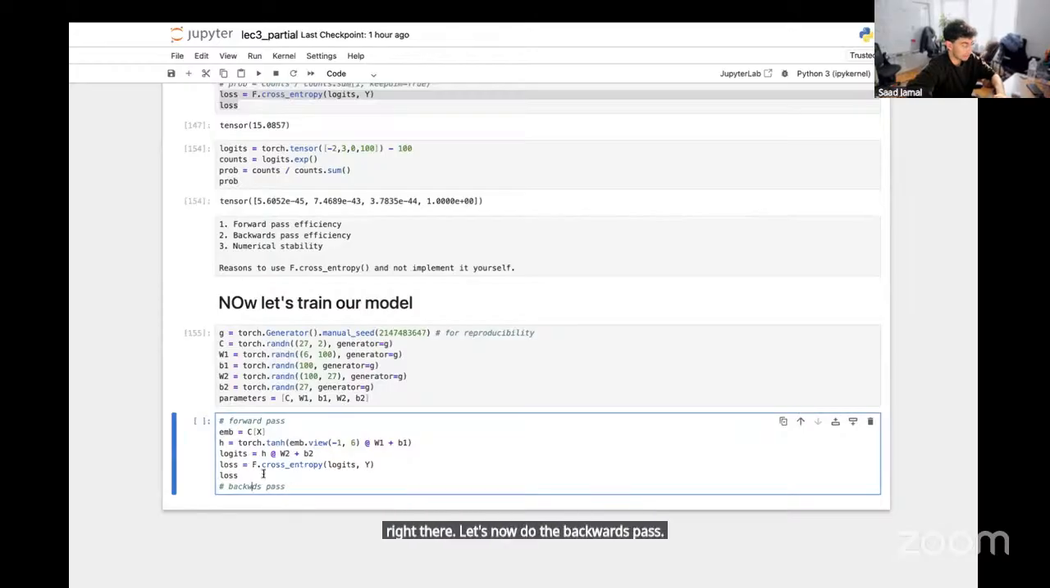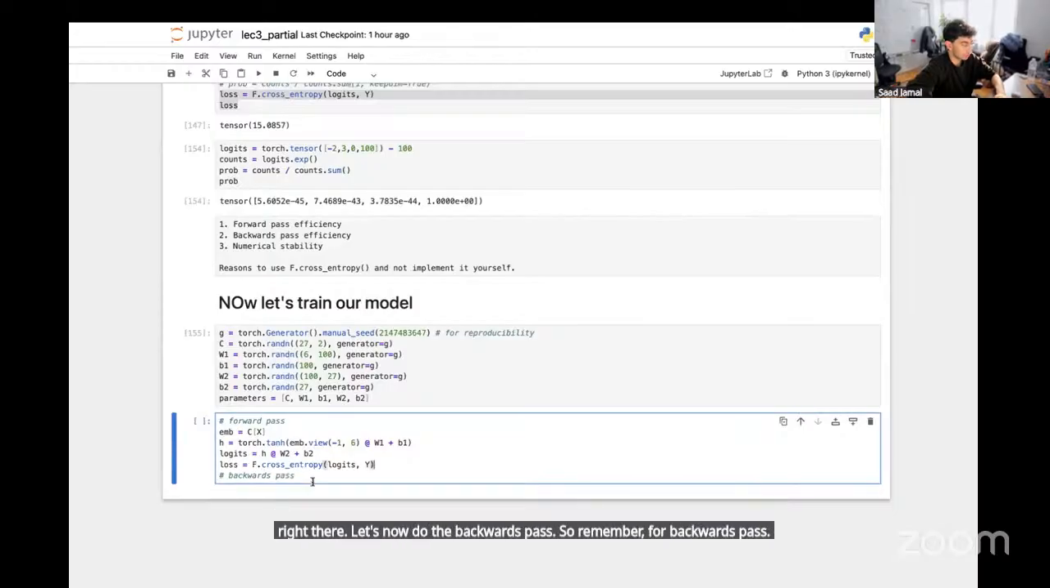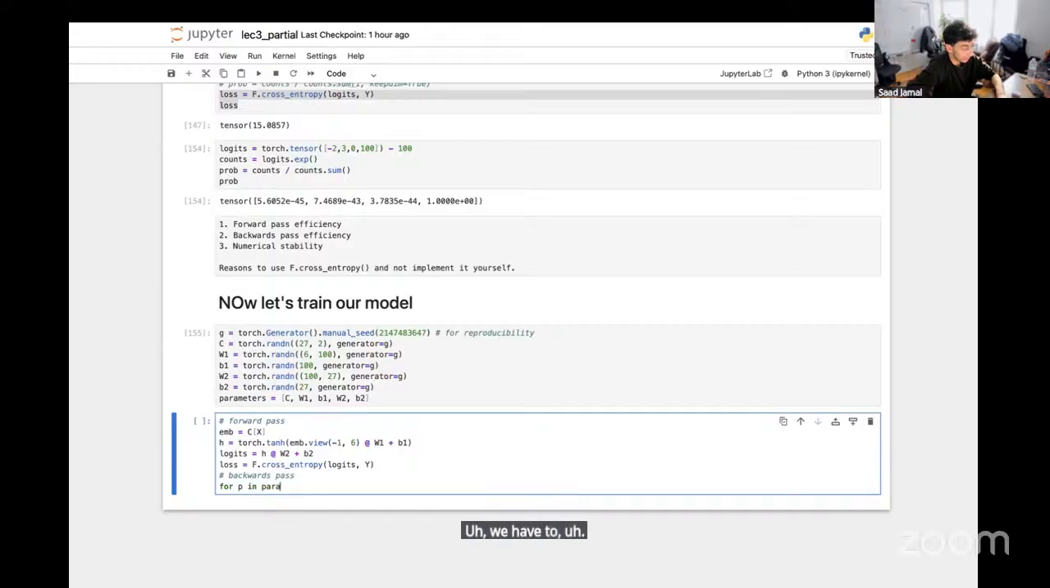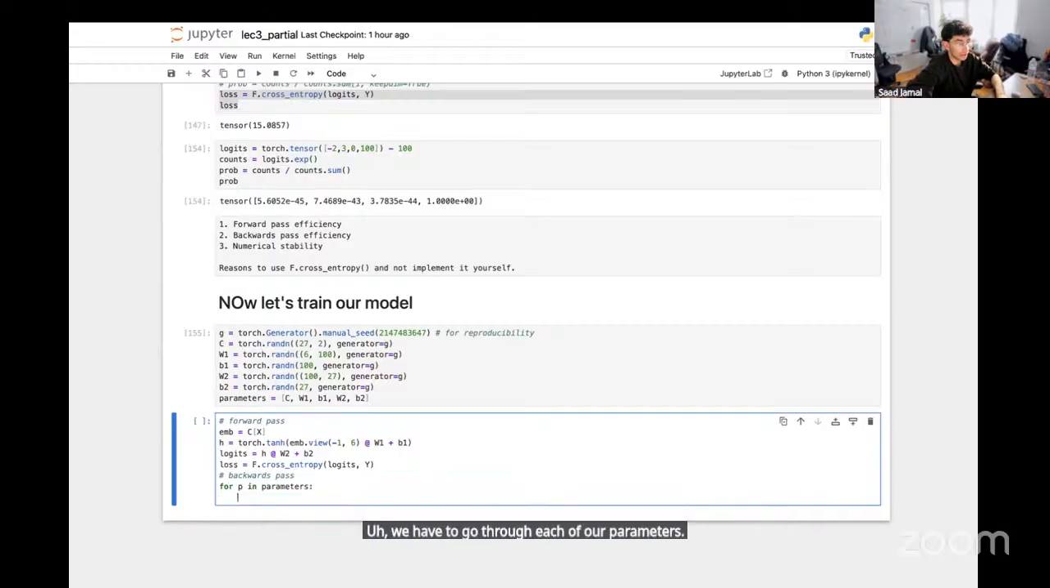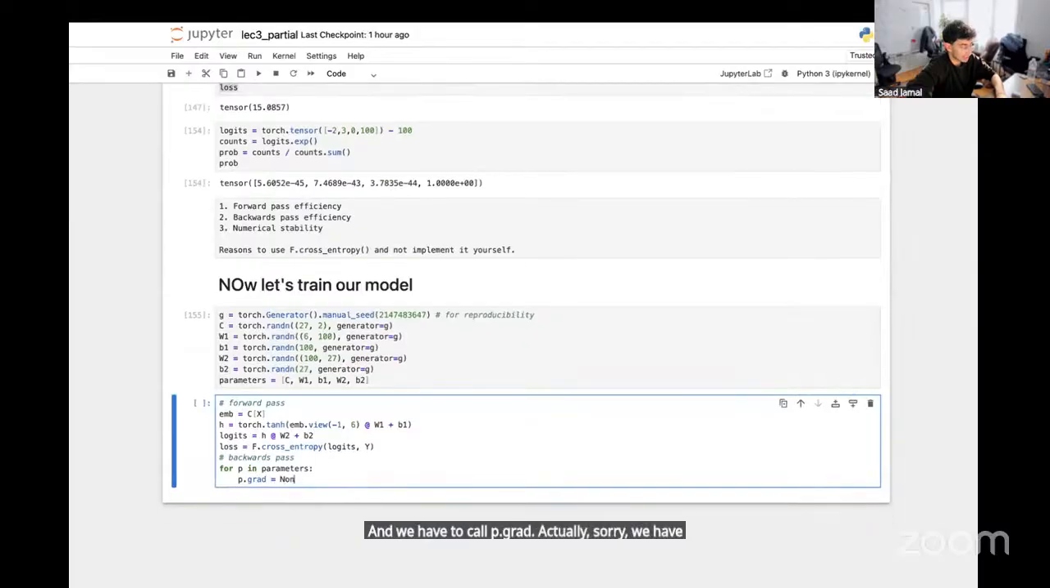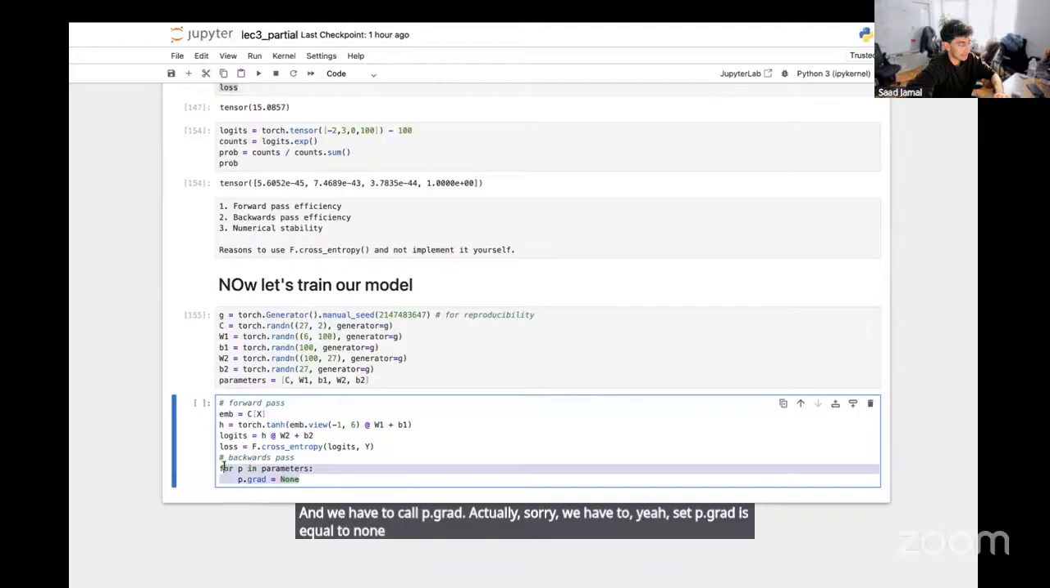Remember, for the backwards pass, we have to go through each of our parameters and set p.grad equal to None. Remember, we did this last time with autograd as well.